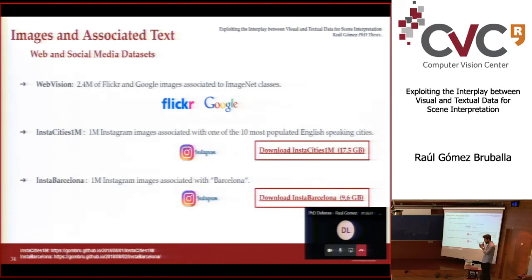So in this chapter, we are going to work with these three datasets. The first one, WebVision, is a dataset containing Flickr and Google images with captions. The second one, InstaCities, is a dataset we created made of Instagram images associated to English-speaking cities and their captions. And the third one is similar but containing Instagram images associated with Barcelona and their captions.